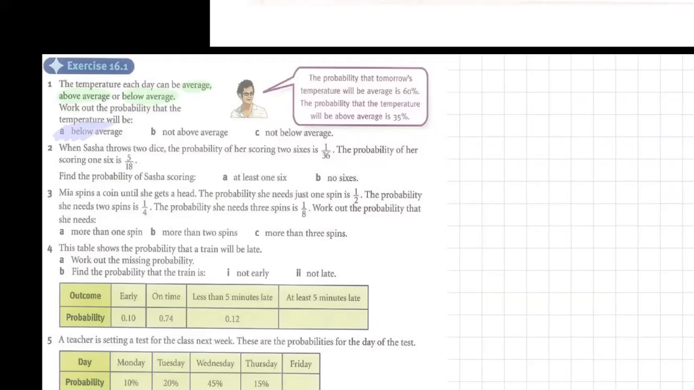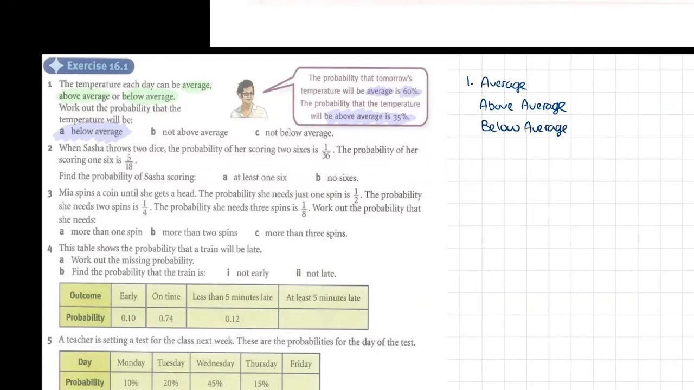So let's see what the guy said. So the guy said that the probability that tomorrow's temperature will be average is 60%. Probability that temperature will be above average is 35%. So what is left behind would be below average, because for question number 1, the possible outcomes are average, above average, and below average.